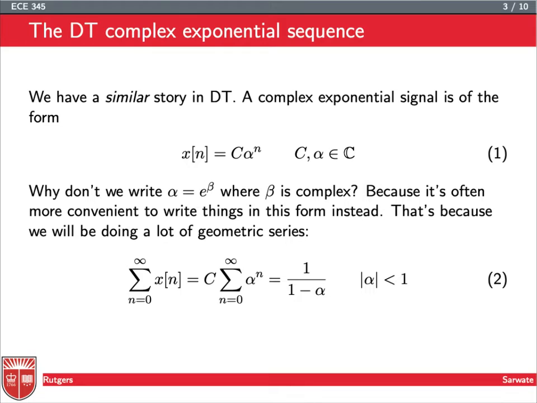And that's similar, not exactly the same, but one thing we can start with is a complex exponential signal is of the form c times alpha to the n, where c and alpha are complex numbers. So we could write alpha as e to the beta, so then we have exactly the same form, e to the beta n. But it's often more convenient to write things as just a function of alpha to the n, because often we end up doing things with the geometric series, so we want to sum up alpha to the n from n equals 0 to infinity, you get 1 over 1 minus alpha. So this is why we stick with this version of it and not explicitly with e to the j something.